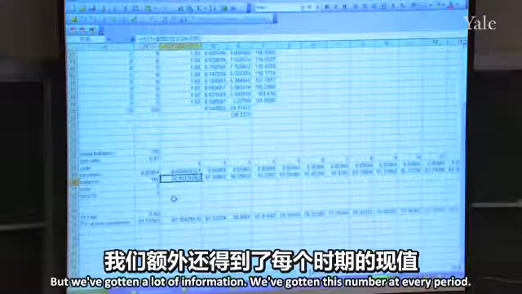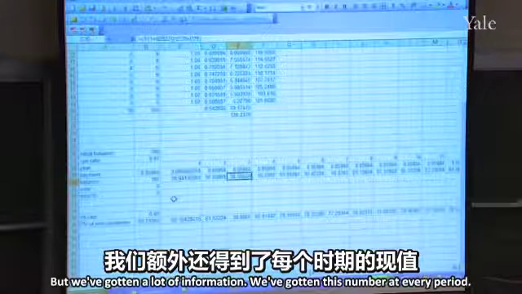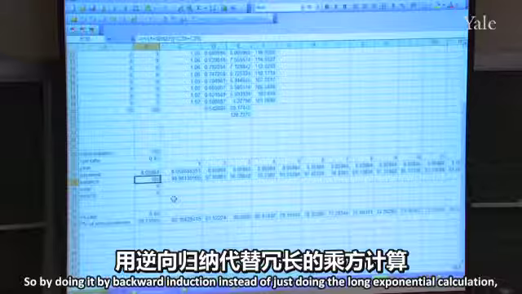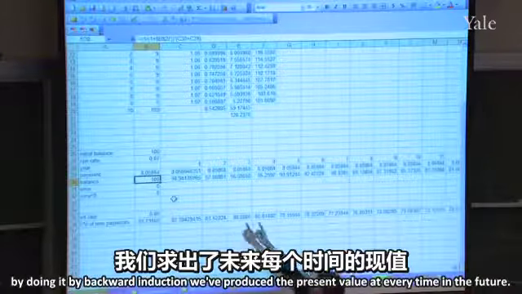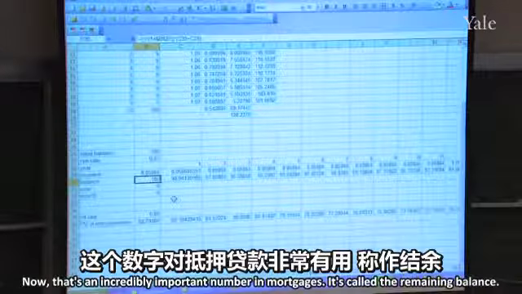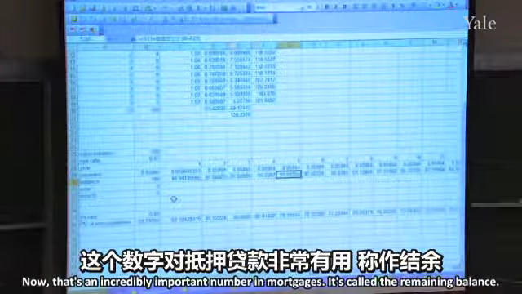But we've gotten a lot of information. We've gotten this number at every period. So by doing it by backward induction, instead of the long exponential calculation, we produced the present value at every time in the future. Now that's an incredibly important number in mortgages. It's called the remaining balance.